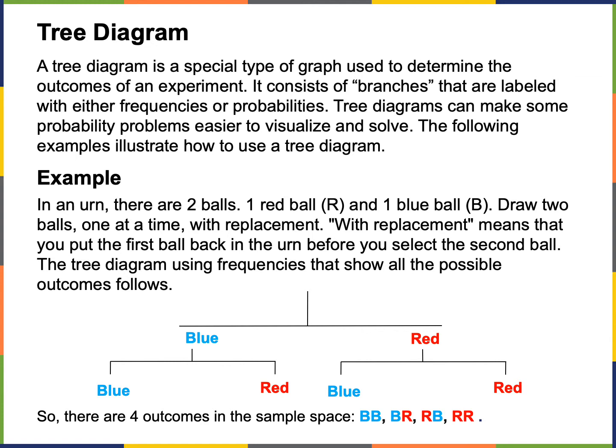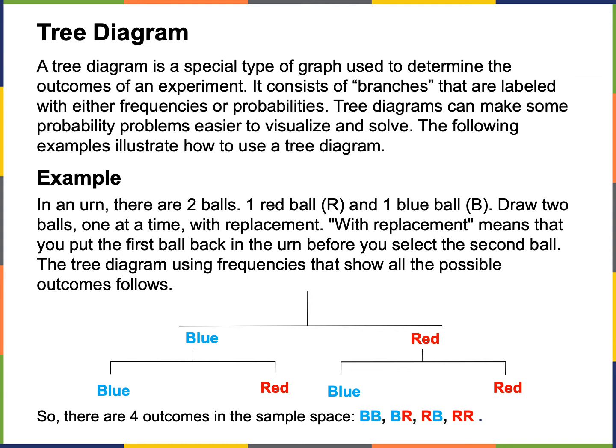On the second draw, since you're replacing it, you can get a blue ball again, or you can get a red one this time. And if you had drawn a red ball, then you would get the same result. You could either get a blue ball or a red ball on your second try. So here are all the possible situations, and here are the paths.